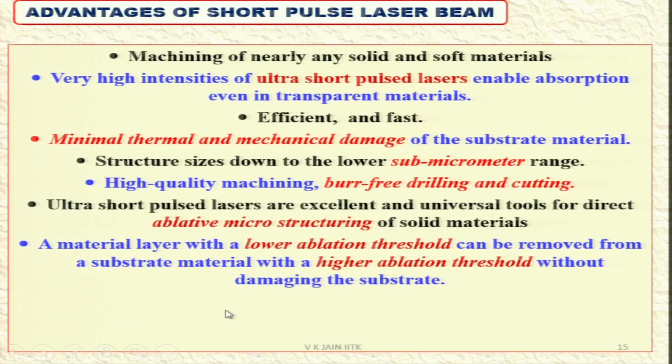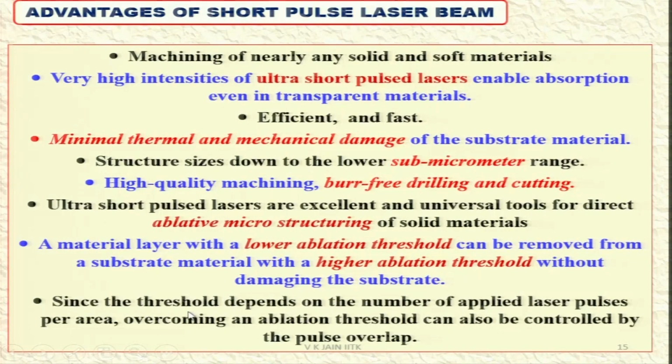A material layer with a lower ablation threshold can be removed from a substrate material with a higher ablation threshold without damaging the substrate. Since the threshold depends on the number of applied laser pulses per area, overcoming an ablation threshold can also be controlled by the pulse overlap. So these are some of the advantages which permit you to control the performance of the ultra short pulse laser.